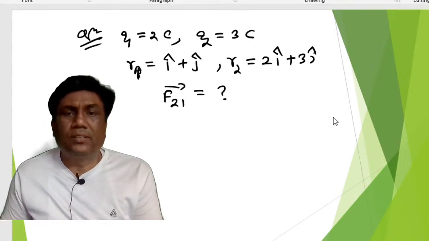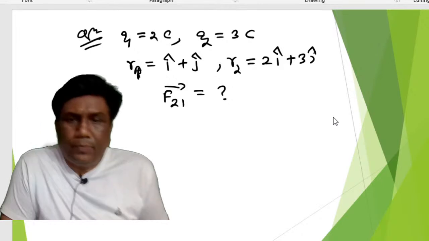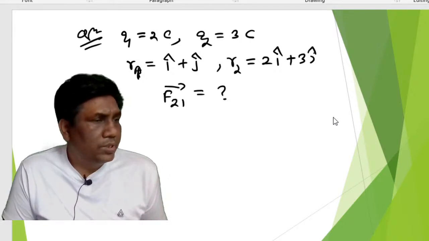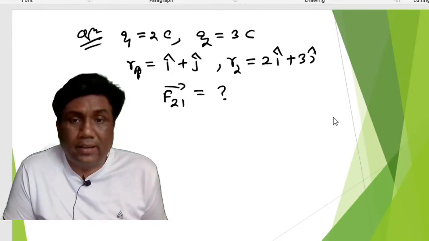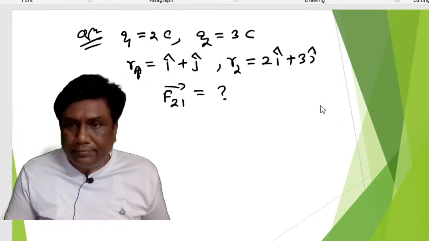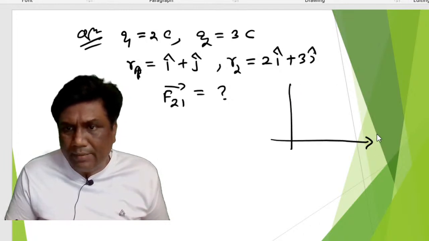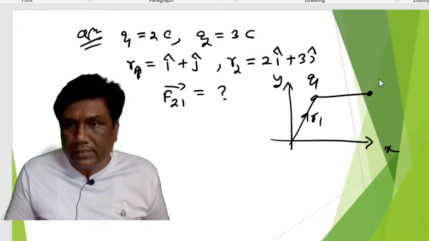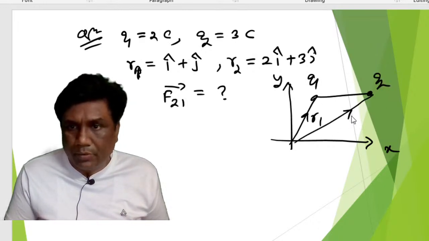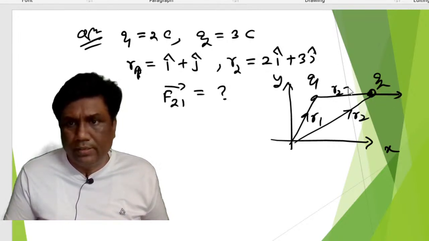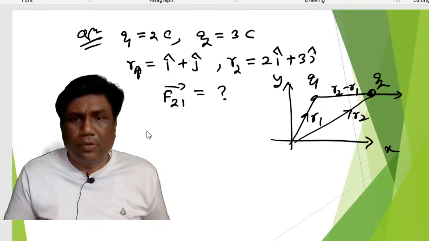Two particles of charge 2 coulomb and 3 coulomb are located with position vectors i cap plus j cap and 2 i cap plus 3 j cap. So what is the force on 2 by 1? It is read like that only. You can visualize the picture also in the same way I have discussed. That is y, that is x. Say the first particle is here, that is q1. Say the second particle is here with position vector r2. As both are like charges, I want force on 2 by 1, so the direction will be this way only. So r2 minus r1 I want. From that only you can easily calculate.